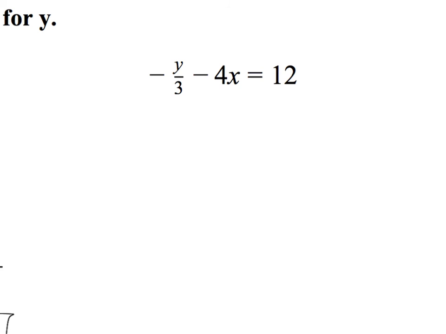Okay, we are solving for y, so let's mark it. y. Remember yesterday we talked about with that negative, if you see a negative out front like this, you can just put it with the number. So I could put that negative with the 3. So I'm going to go ahead and rewrite it like that. So instead of putting negative y over 3, I'm going to put y over negative 3 minus 4x equals 12.